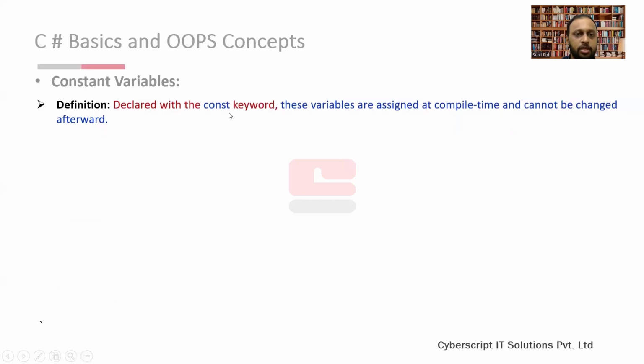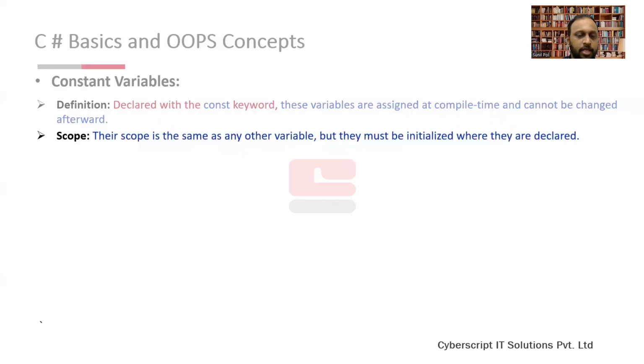Constant variables. So the constant variables declared with const keyword, these variables are assigned at compile time and cannot be changed afterward. So what does it mean? At the time of declaration, we have to assign a value to it and it cannot be changed at runtime. Scope. Their scope is the same as any other variable, but they must be initialized where they are declared. Lifetime. They exist for the duration of the program.